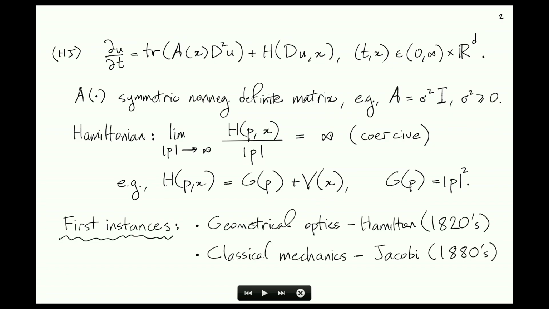Now, the name Hamilton-Jacobi comes from these original works of Hamilton and Jacobi in the context of optics and mechanics, where the first instances of such equations appeared, but it was all first order.